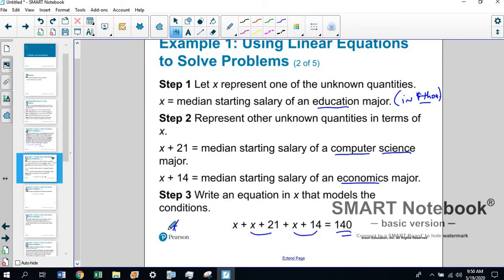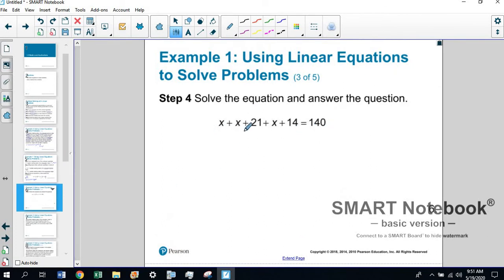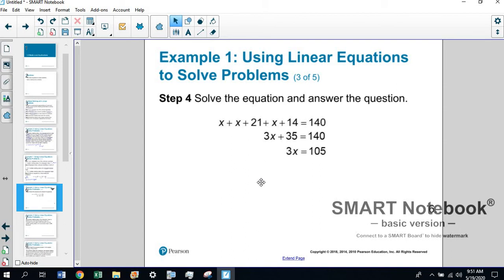So once you get to here, everything else is just now solve it, just do the algebra, right? This is supposedly, for us anyway, the easy part. All right, so add them together, you got 3 total x's, simplify the left-hand side first, you got 3 total x's, and 21 plus 14 is 35. All right, what are we going to do next? Subtract 35 from both sides. 140 minus 35 is 105, and then we divide everything by 3. And we divide by 3, we get x equals 35.